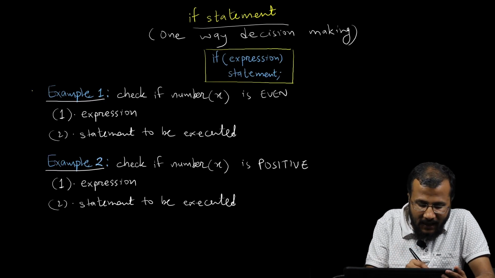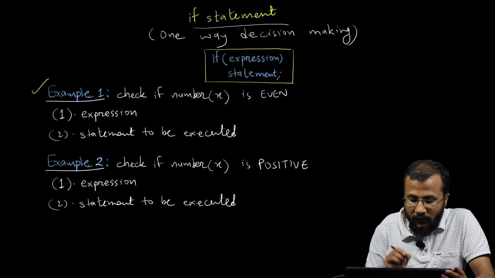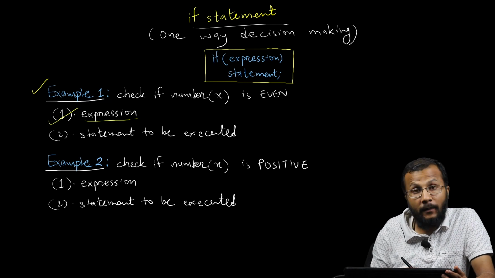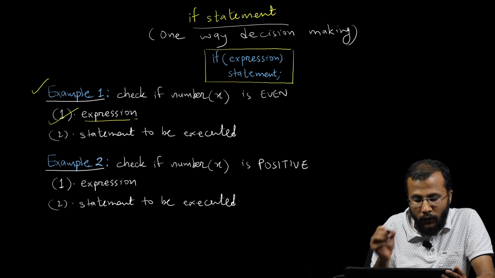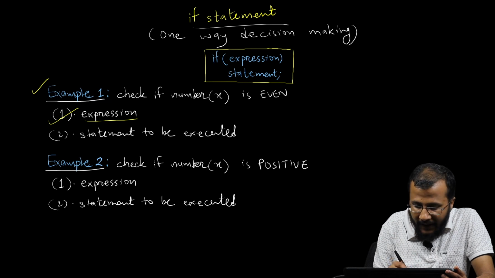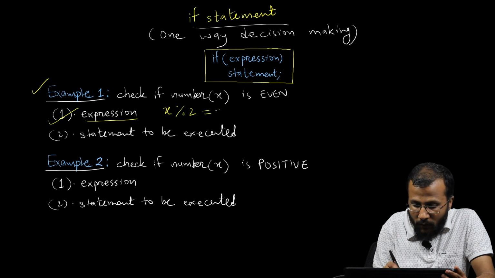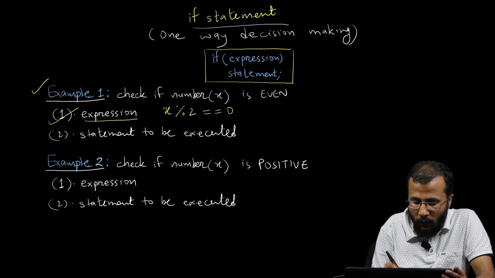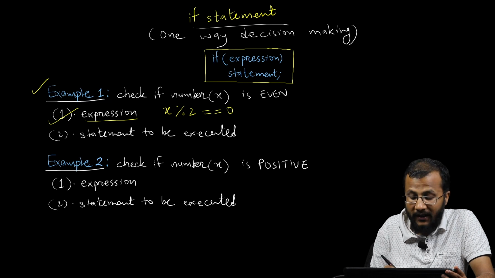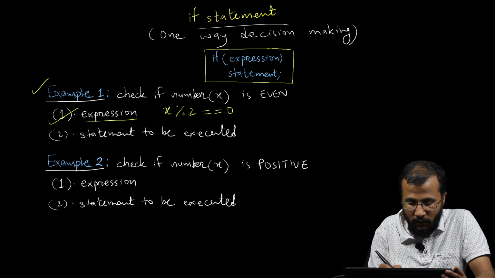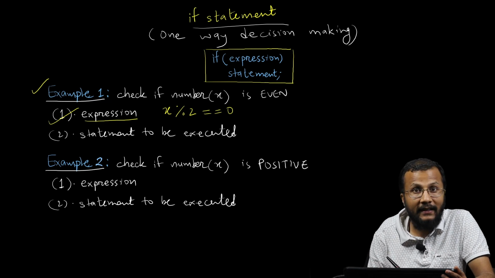So let's look at example number 1 to check if the number x is even. Now first we need to think of the expression that will determine if the number is even. How do we check if the number is even? We divide x by 2 and check the remainder. So I'll do x mod 2, that will give me the remainder. If the remainder is equal to 0, using the equality relational operator, that means the number is even. So this is my expression.